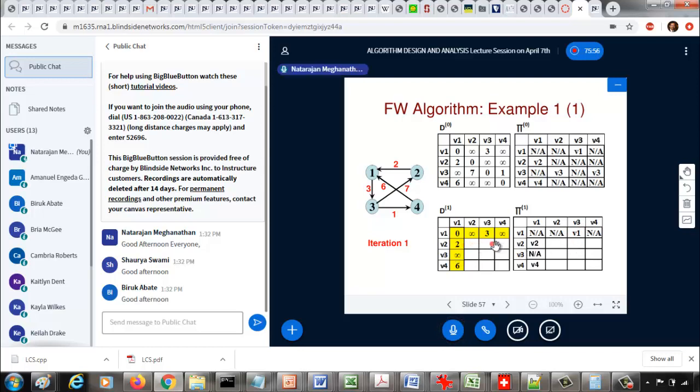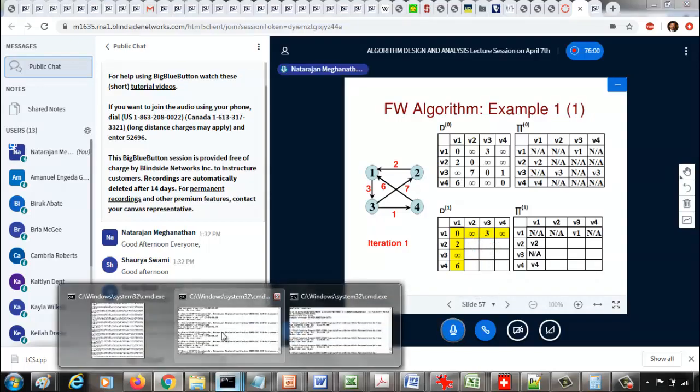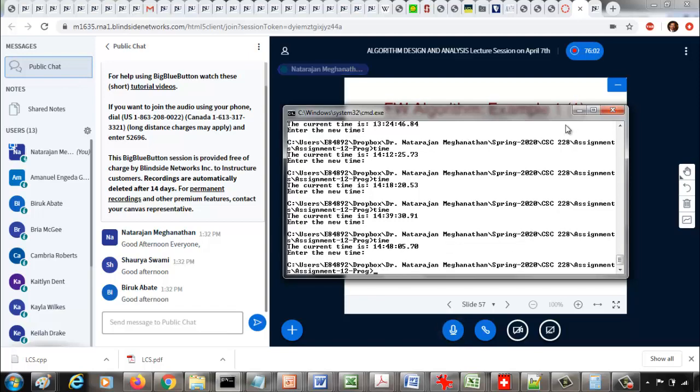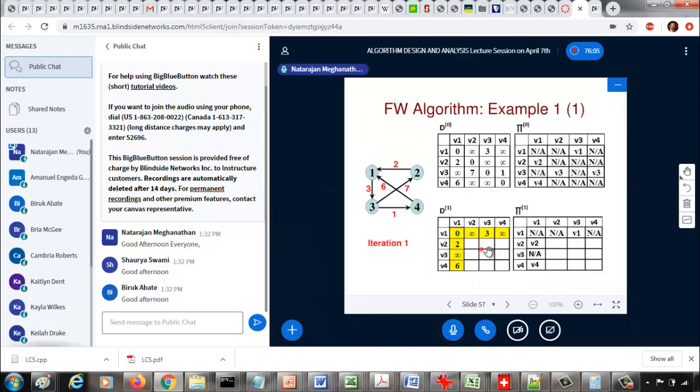So that is how I fill the tables. Let me check the time. Okay, we're almost out of time. Let me do a couple of entries here. So we say this is 5 and make V1 the predecessor.